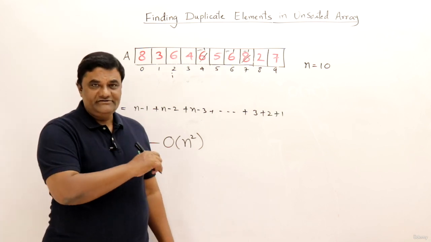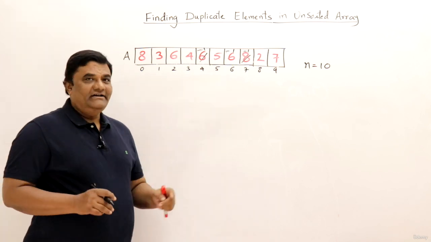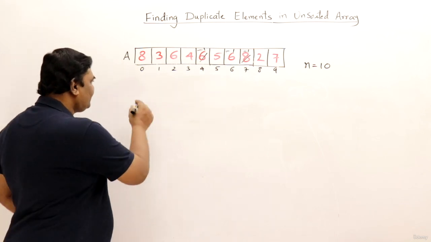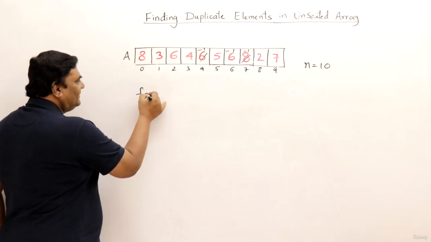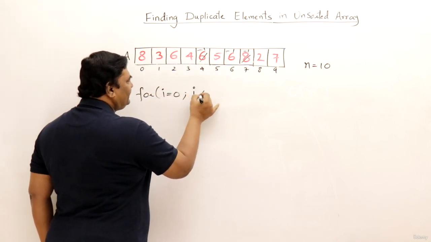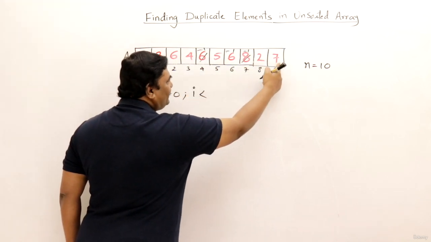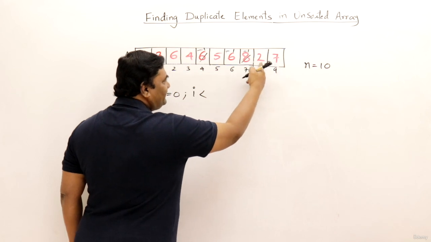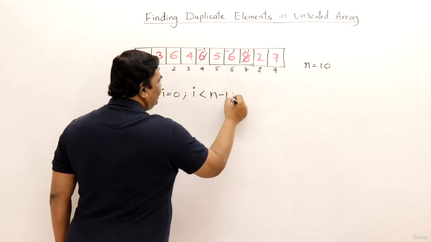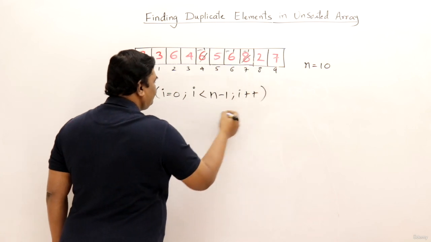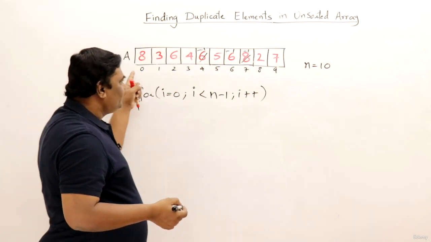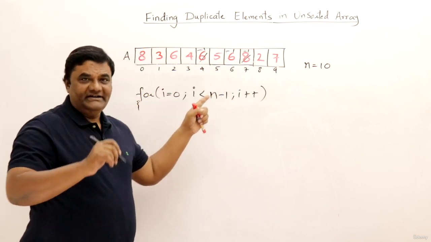So I will write the procedure for this one. For finding duplicates, I have to start finding the duplicates of the first element. So I should start from here. So I starts from 0, and I should stop here because I don't have to check for the duplicates of this last element. So that is I less than n minus 1, I plus plus. Right? So this is the main loop that is going through all the elements to find their duplicates.